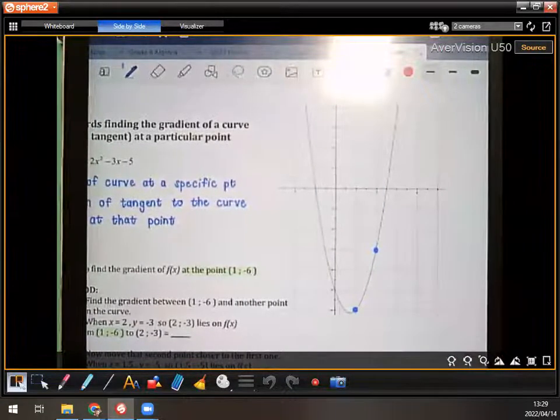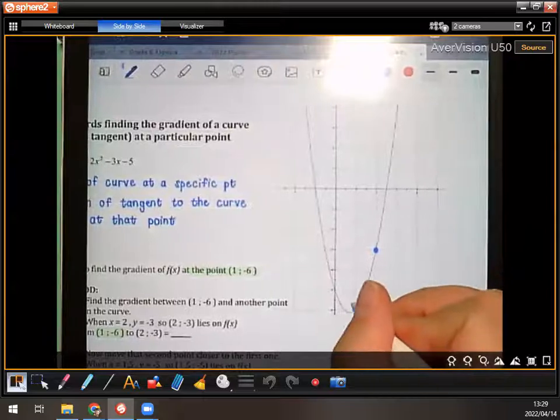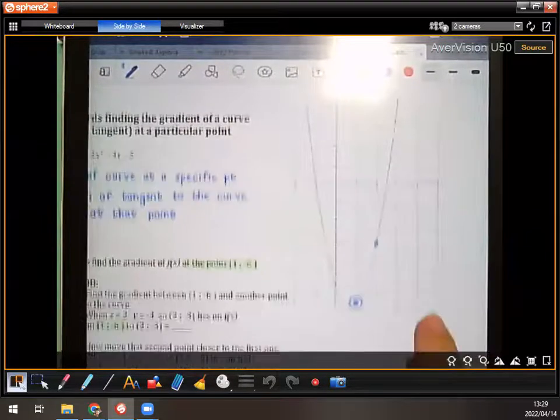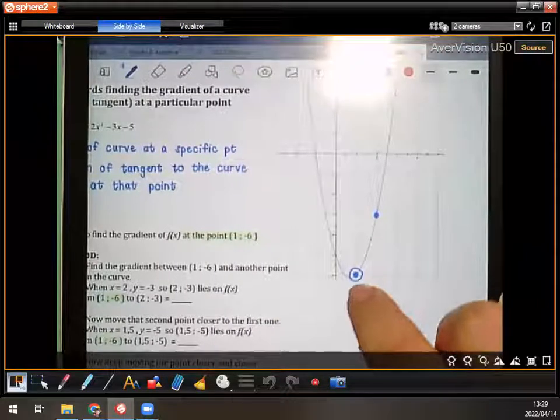No, so we're never actually going to do this in a test or exam. This is almost like the proof that we do. So we're starting with what we know. We know how to find the gradient between 2 points. So we're choosing 1 point, 1, -6. Maybe circle that one, guys, because that is the one that we're working with every single time. That is the point that we want to find the gradient at. All right, at the specific point.